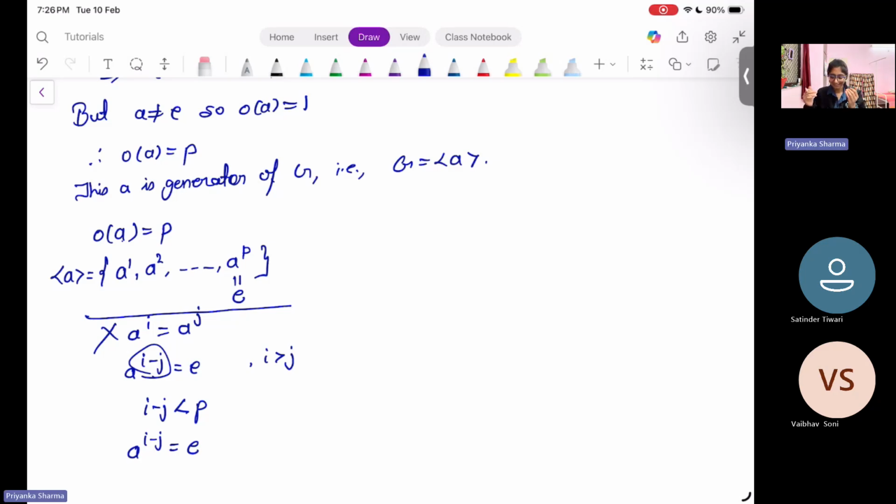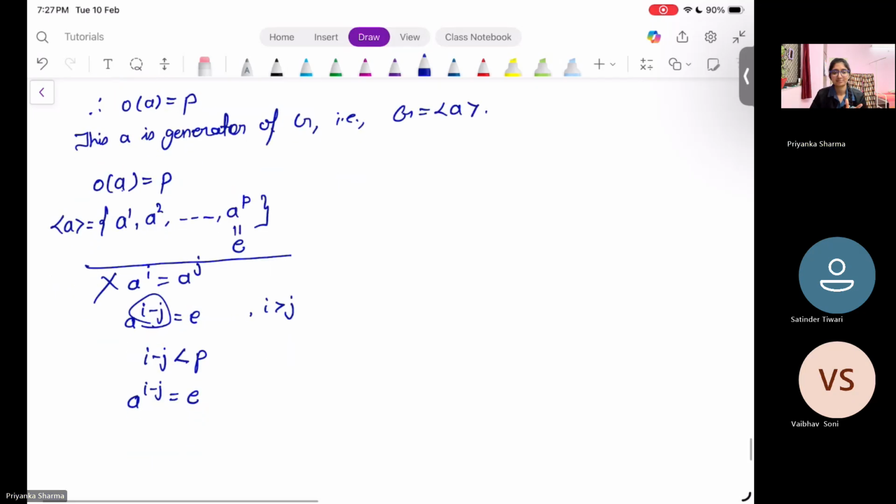I know this is a trivial kind of thing somehow, but still in group theory, we need to write a systematic proof. We need to consider each and every case.